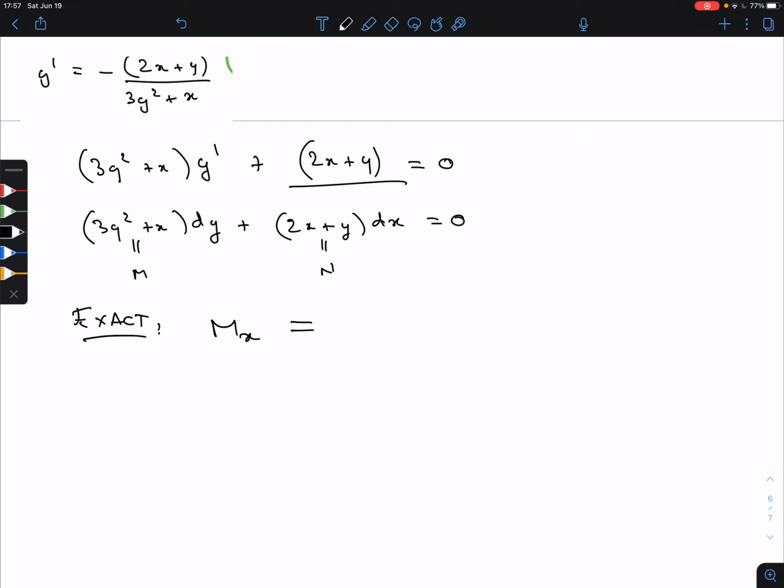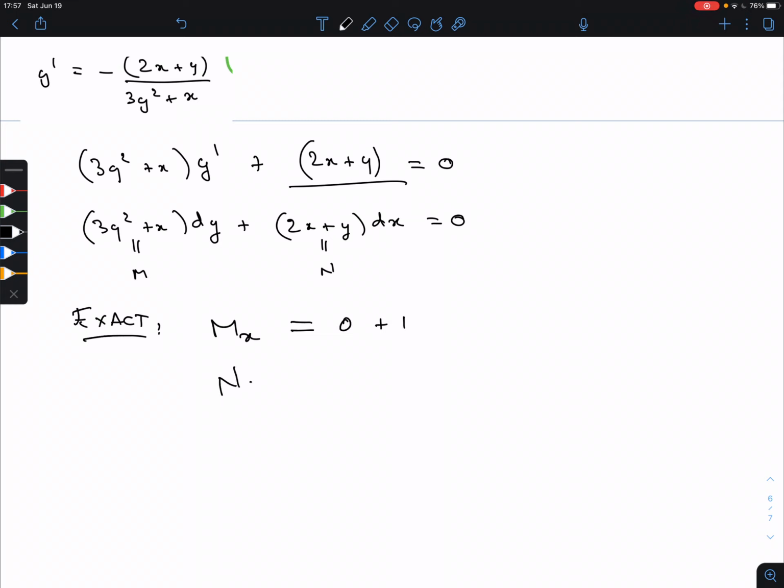It's better to tell yourself, this is the technique: you look at what is in front of dy and you take a derivative with respect to x. What is that? Well, the derivative of 3y squared, that's constant as far as x is concerned, so that is 0, and the derivative of x is 1. So it's just 1.